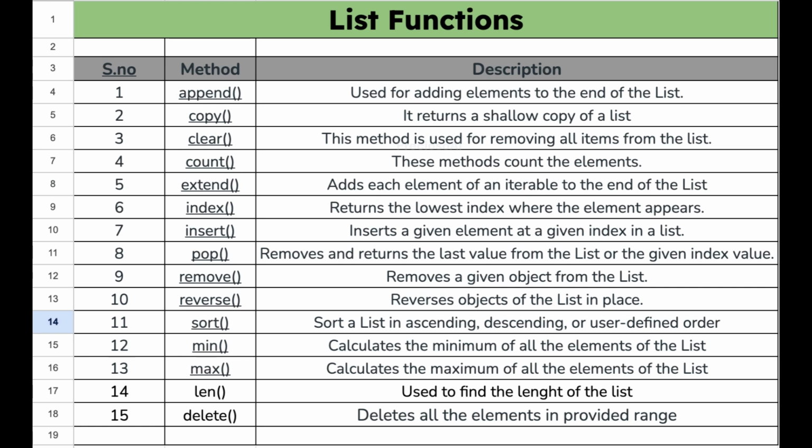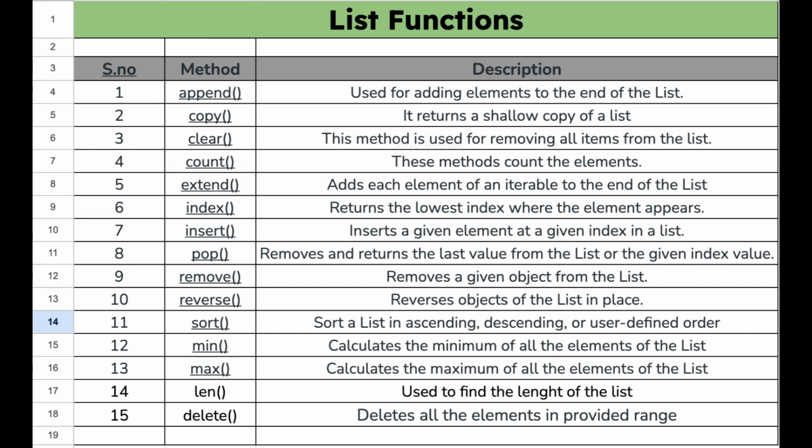Append method is used for adding elements to the end of the list. Copy method returns a shallow copy of a list. Clear method is used for removing all items from the list. Count method counts the elements. Extend method adds each element of an iterable to the end of the list.